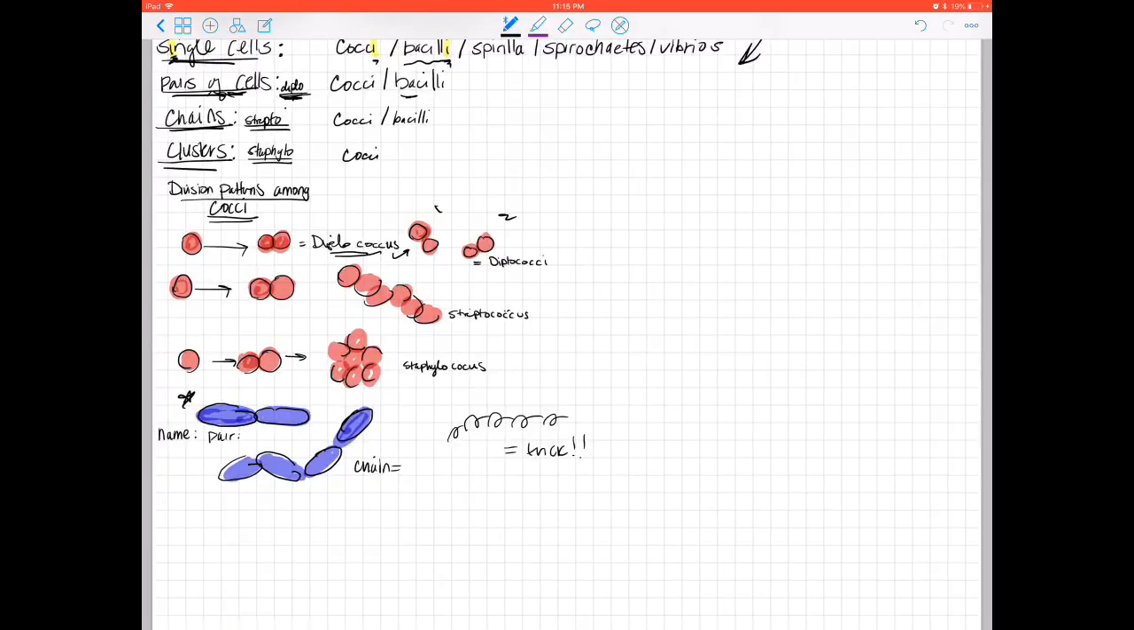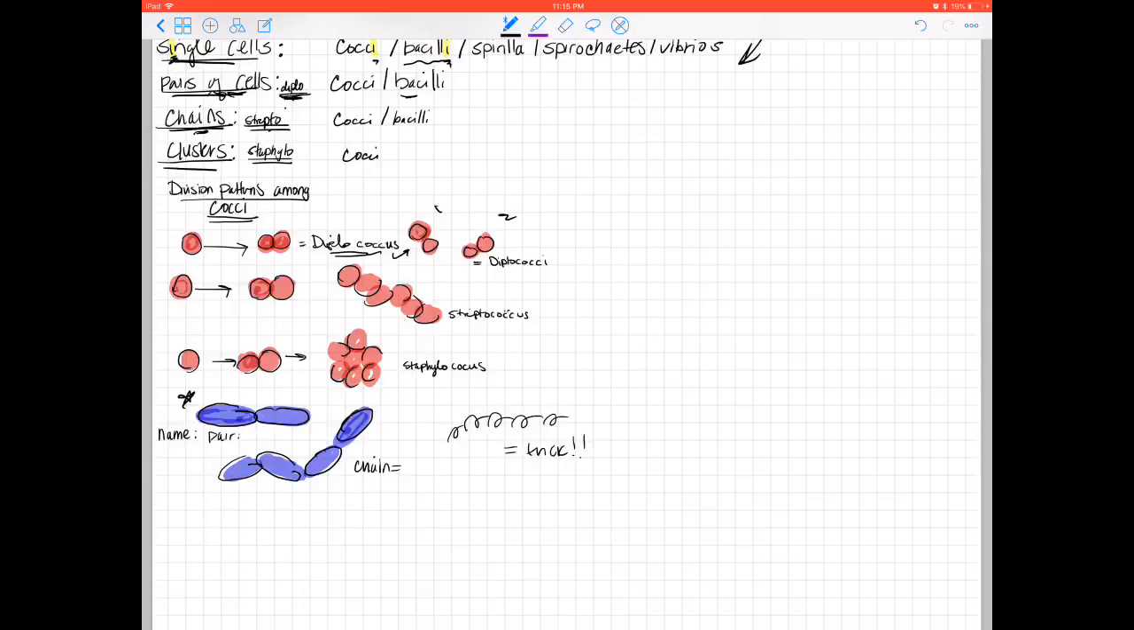Then you have chains, okay? And these chains exist, so in terms of when it comes to a chain, you can have streptococci or streptobacilli. Now I'm just going to try and throw a trick at you.